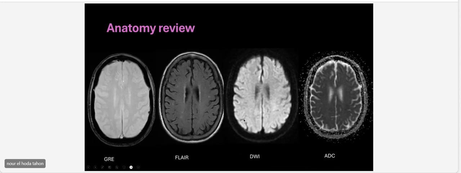And I put everything together so we can also talk a little bit about the other sequences. So this one is the GRE, this is a FLAIR, and I can tell you the importance of each one. This is the diffusion and the ADC.